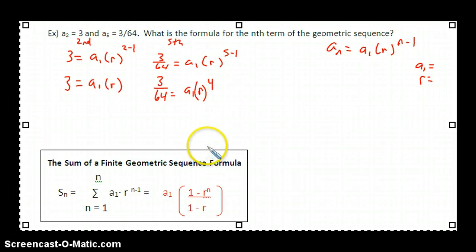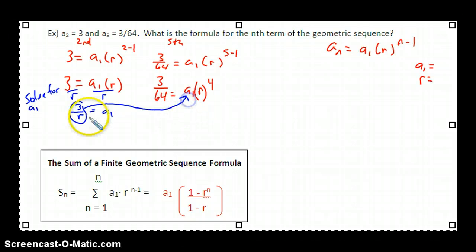So what I'm going to do here is I'm going to take the time to solve this problem for a sub 1. So I would divide by r. Now the reason I did that is so I can now replace a sub 1 in this problem with a 3 over r, and I can solve it. So this would be 3 over r, and I'm going to times that by r to the fourth.